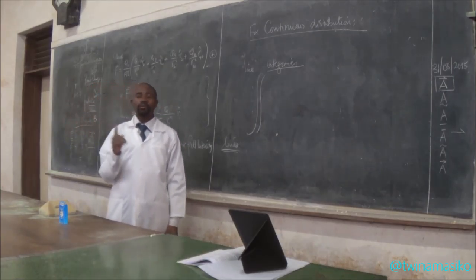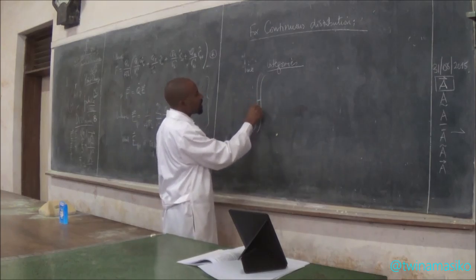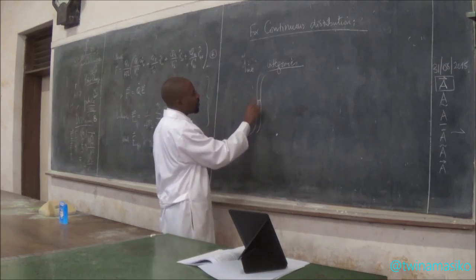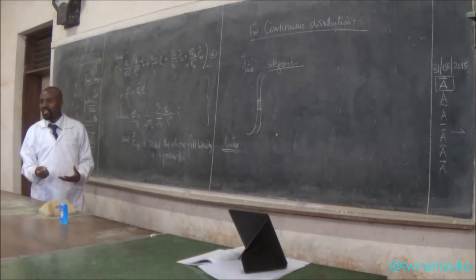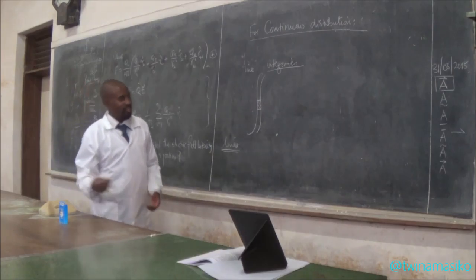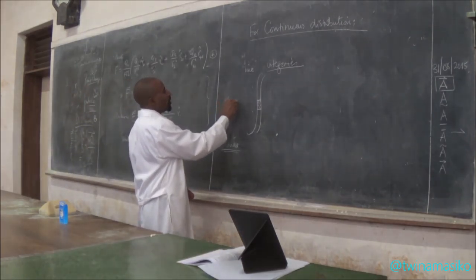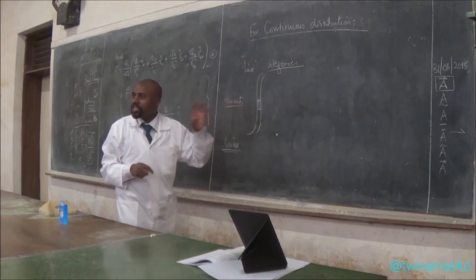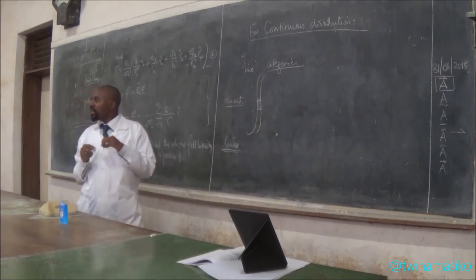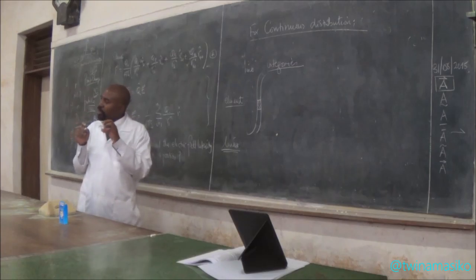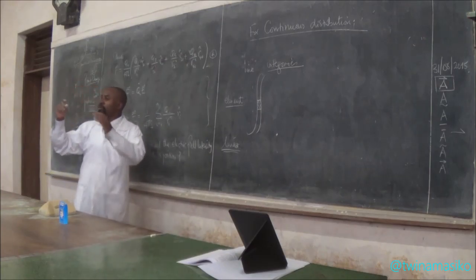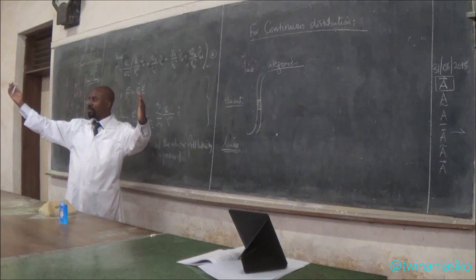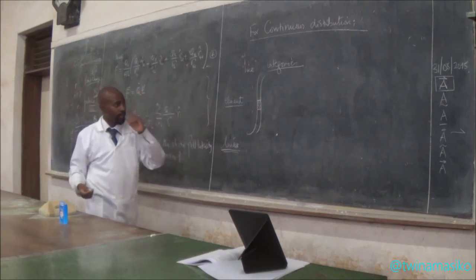We shall be talking of an element of charge, an element of this distribution, and then we can integrate. Like when you use the trapezoidal rule, you take one strip and then integrate, and you are able to get your whole figure. Remember in mathematics? Same thing we shall do here.